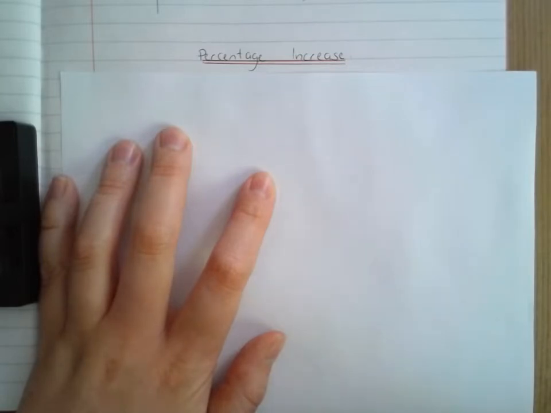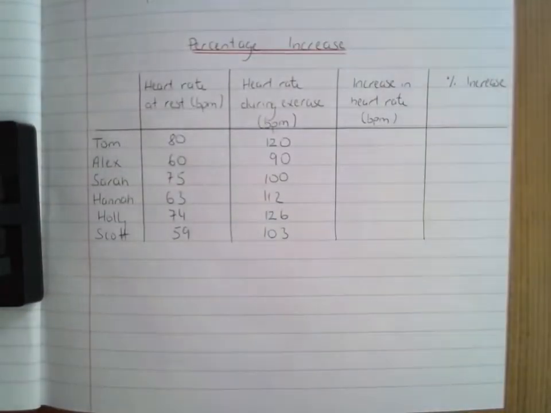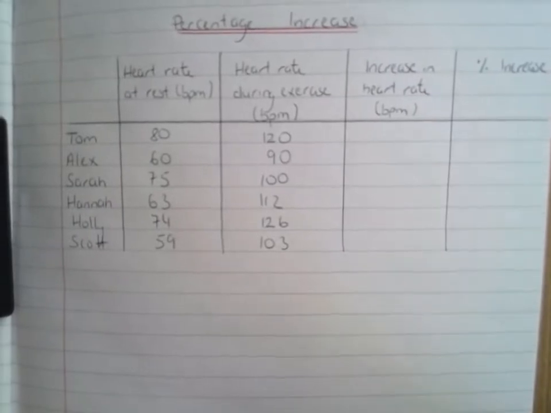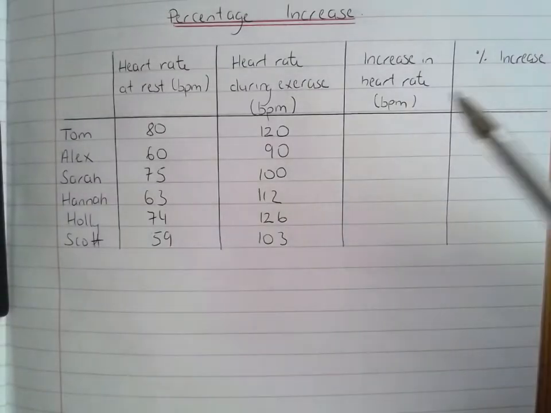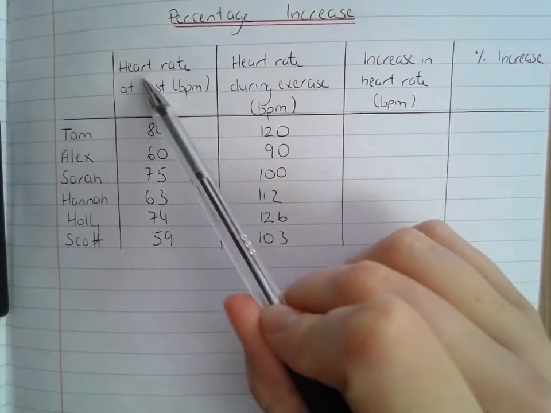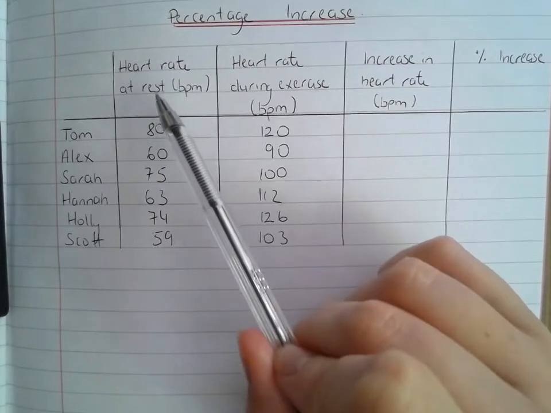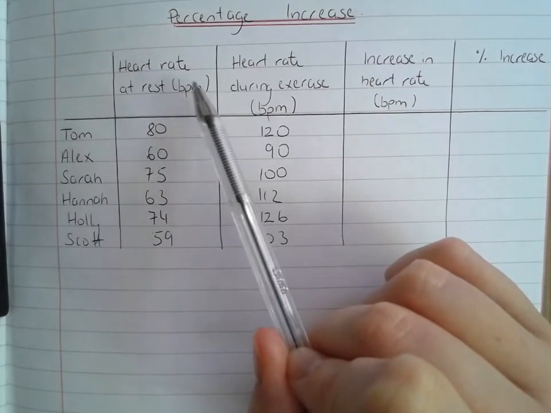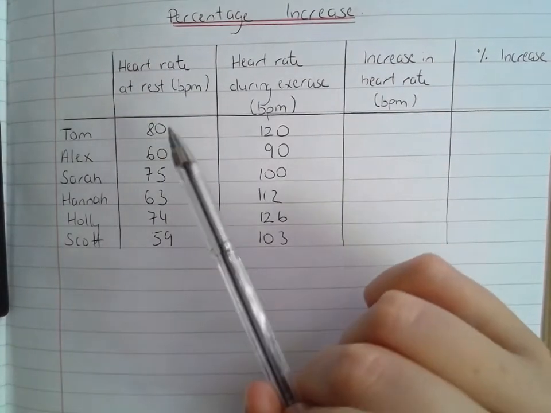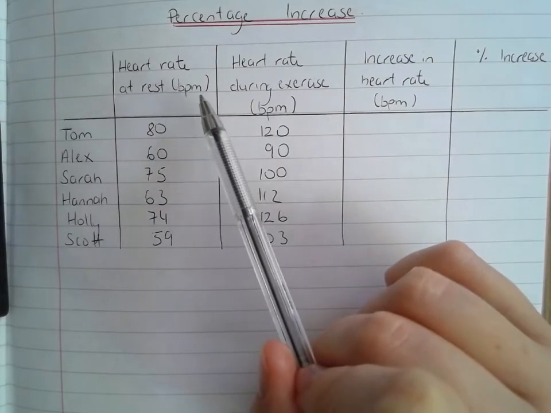But there is one question that comes up quite regularly, and you'll see it in a minute, on percentage increase, which I am going to go through with you now. So I'm going to give you a table here, and this is like what you would typically get in an exam question. So in the table, I've got a few pieces of information. I've got heart rate at rest, BPM. Okay, so this tells you how many beats per minute when you are at rest. So how many times your heart beats every minute when you are at rest.